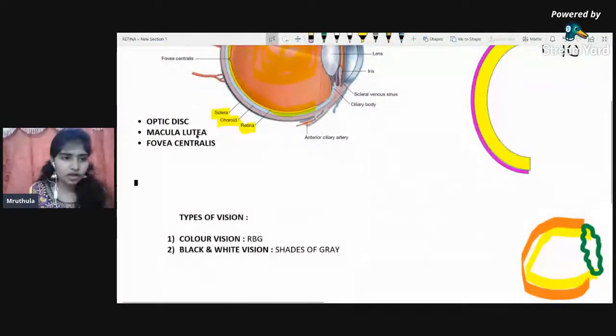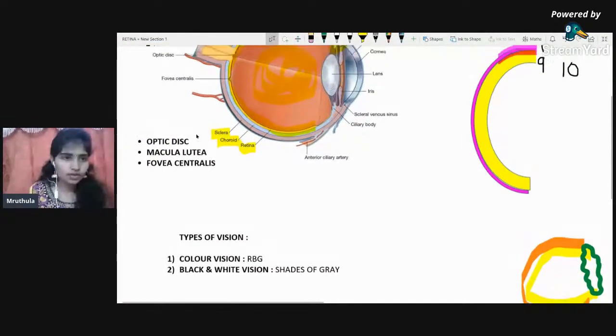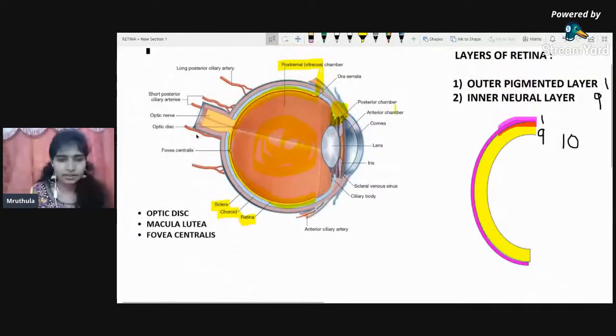Now that we have talked about the main parts, we'll go to the specialized zones or regions in the retina. So have a look at these three terms that I've marked here: optic disc, macula lutea, and fovea centralis. There are no more fancy terms. If you just remember these three terms, that's enough for the retina. So first, let's see where this optic disc, macula lutea, fovea centralis is located.